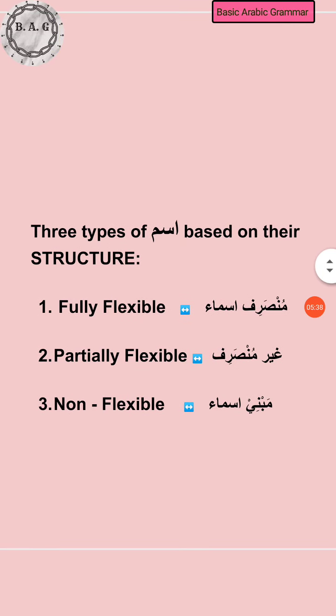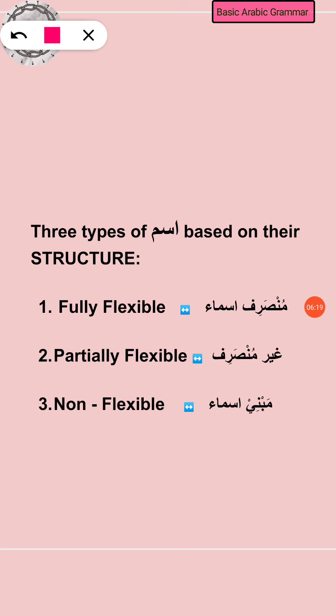So there are three types of ism based on their structure. We have the fully flexible ones, partially flexible ones, and the non-flexible ones. These are just rough translations. But what I want you to memorize, and what I want you to refer to these asma as, is the munsarif asma, ghair munsarif asma, or the mabni asma. Because the sooner you get used to these Arabic terminologies, the easier it's going to be for you at the higher level, inshallah. So try and incorporate this vocabulary in your everyday life.